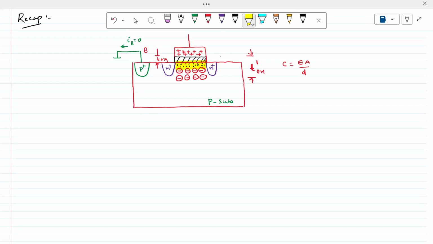So we have given a name for this one. What is the name of this one? These electron free carriers, right?